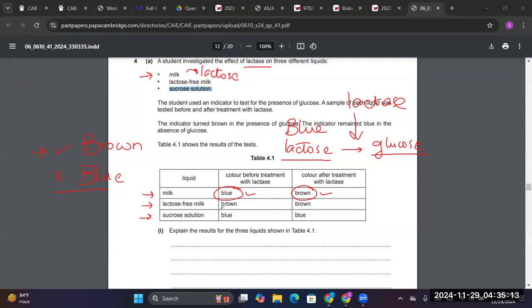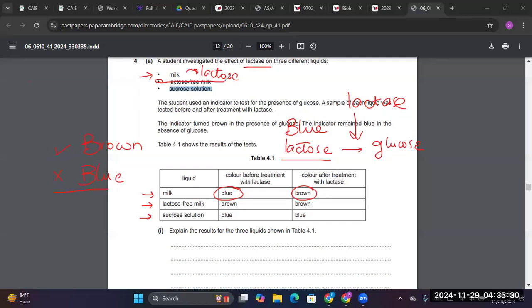Then in lactose-free milk, see, the color is brown because it does not have any lactose. What does it have? It has glucose. Okay, so lactose-free milk is made up of glucose, right? That is what we can see.